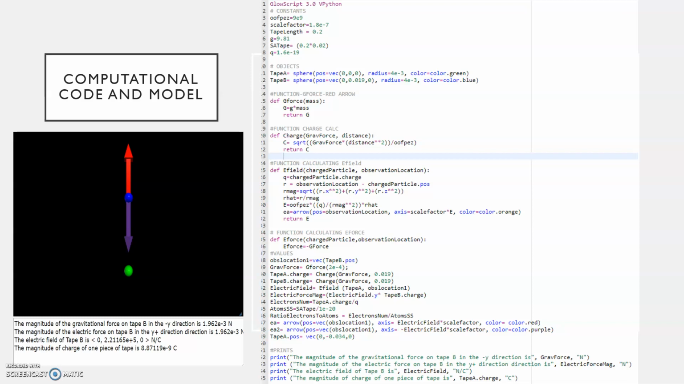I then represented this visually with the blue sphere representing tape B, the green sphere representing tape A, the red arrow representing the electric force, and the purple arrow representing the gravitational force. I found that the magnitude of charge of one piece of tape was 8.87 times 10 to the negative 9th coulombs.